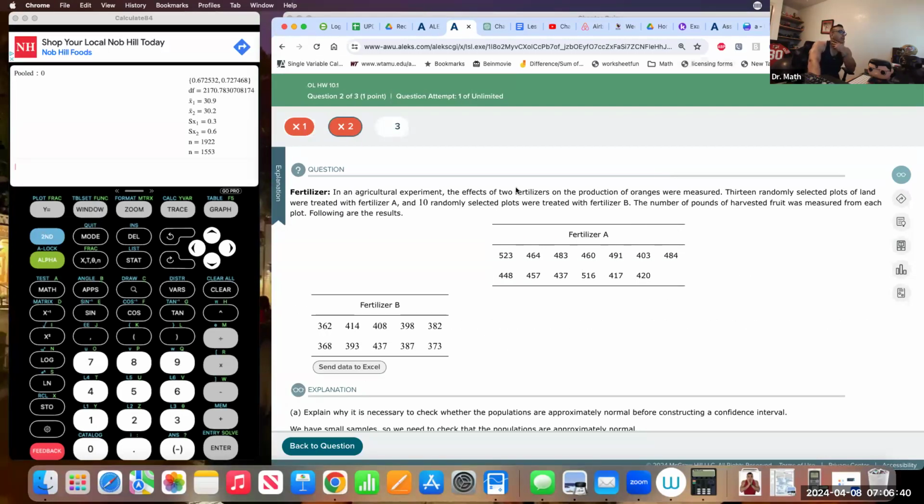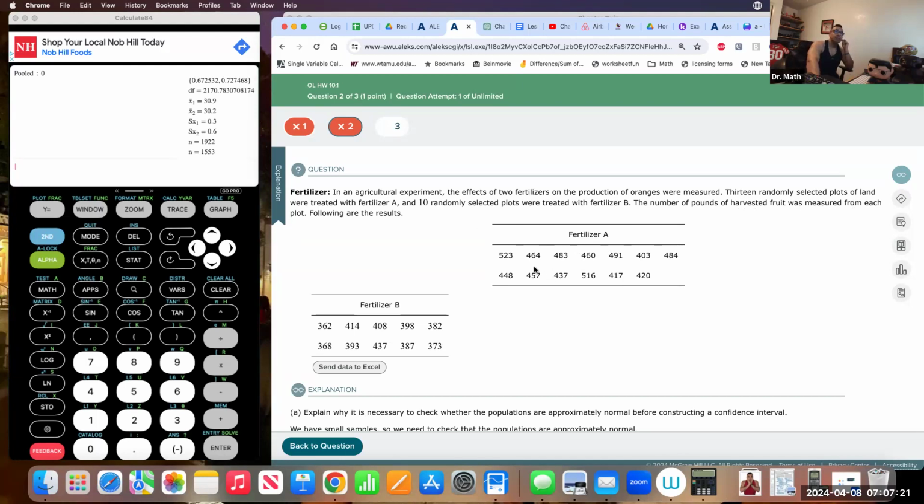All right, so I want to finish with this one because now they give us some data, as we could quickly see. They give us a list of values. In an agricultural experiment, the effects of 2 fertilizers on production of oranges were measured. So you have fertilizer A, fertilizer B. 13 randomly selected plots of land were treated with fertilizer A, and 10 randomly selected plots were treated with fertilizer B. So notice the sample sizes can be different. The number of pounds of harvested fruit was measured from each plot, and here are the results.